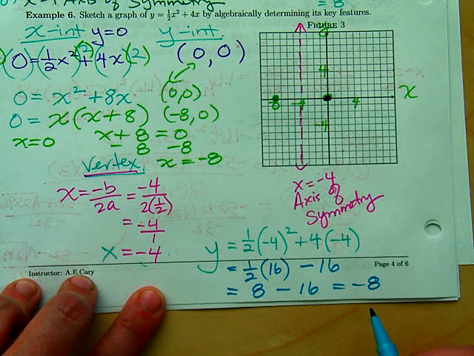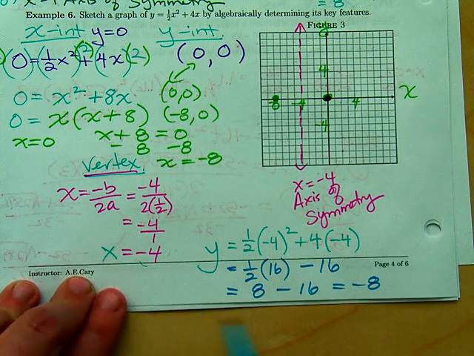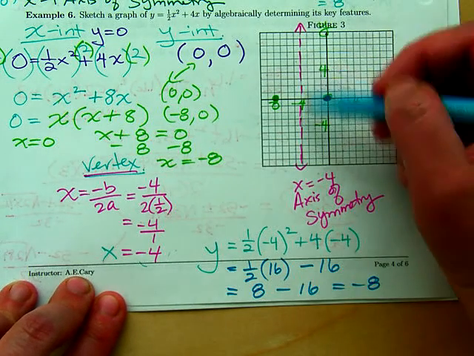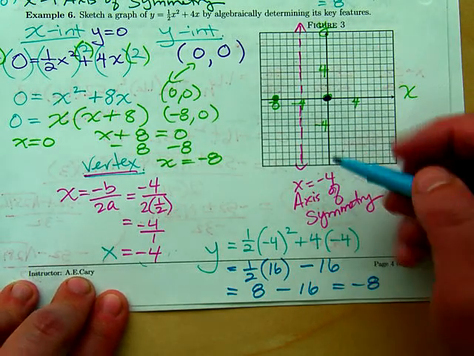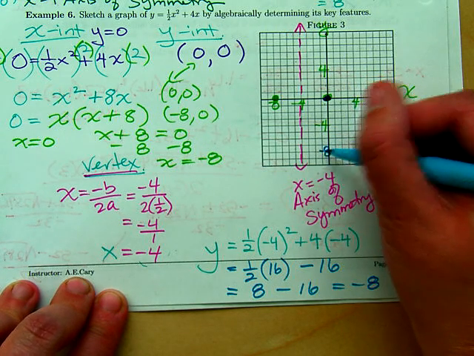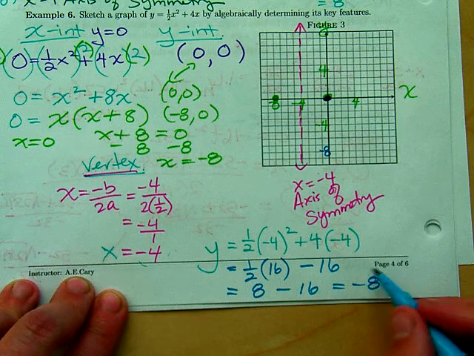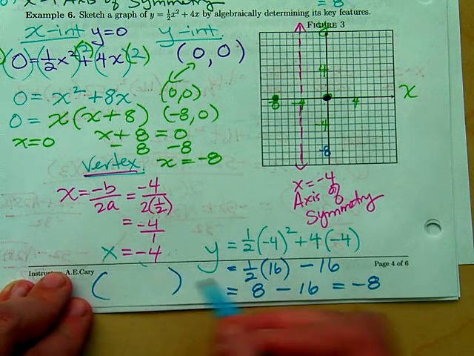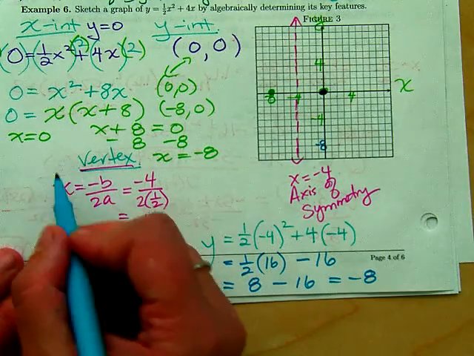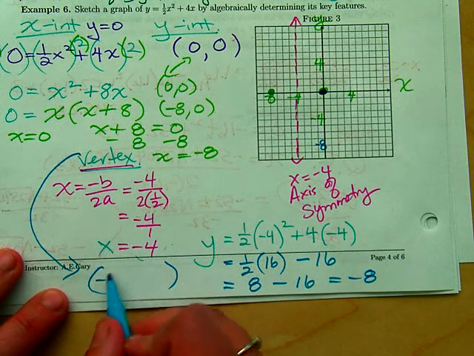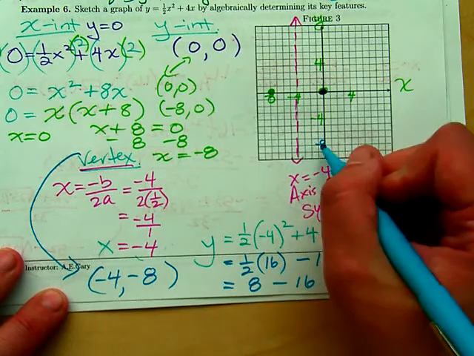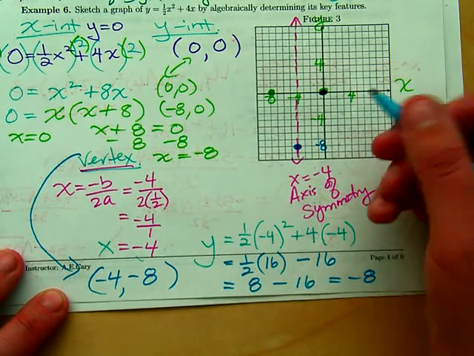-8. Wait a second. Did I do something wrong? Oh, it's opening upward. I was thinking it was opening downward. I was like, wait, shouldn't it be up here? No, it actually should be down here. So -5, -6, -7, -8. This was our y coordinate. So put it together. What's the ordered pair that is the vertex? Yeah, vertex is x equals -4, y equals -8, and so -4, -8 would be here.